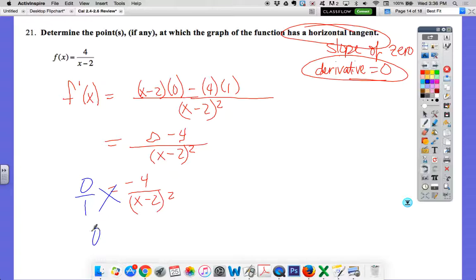So this is really 0 equals negative 4. Can you solve for anything? Does that even make sense? This is nonsense. There's nothing to solve for. You have no values. So there's nothing here. So let's see here. It says determine the points, if any, where it has a horizontal tangent. And so there are none. So there are no points.